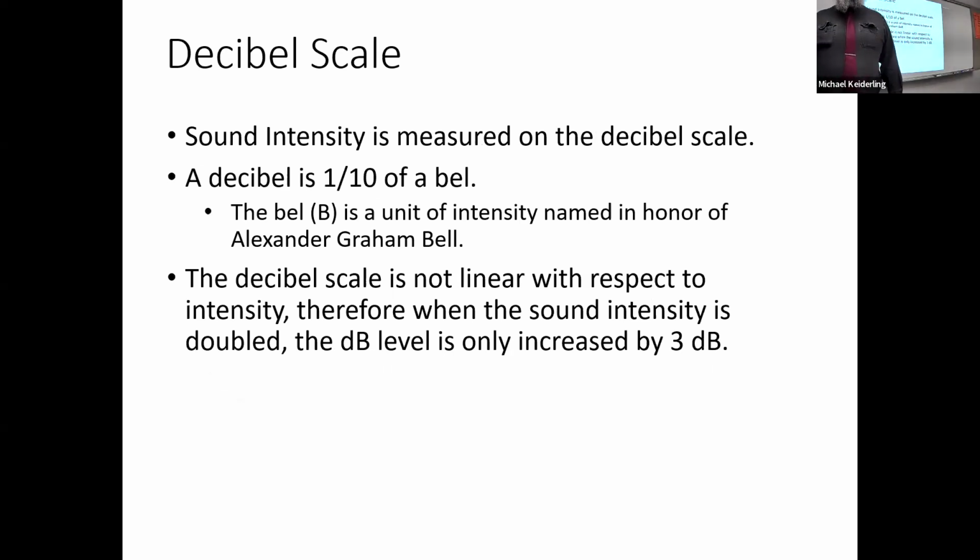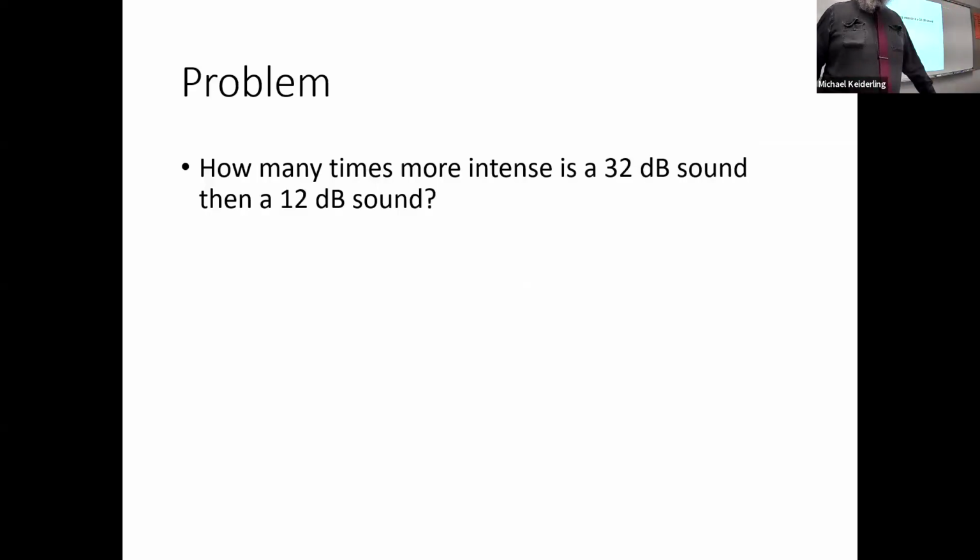And the decibel scale is not linear with respect to intensity. It's a logarithmic scale. Therefore, when the sound intensity is doubled, the decibel is only increased by about 3 decibels. If you go up 10 decibels, that is the same as multiplying the sound intensity by a factor of 10 for every 10 decibels. So 10 decibels multiplied by 10, 20 decibels multiplied by 100.